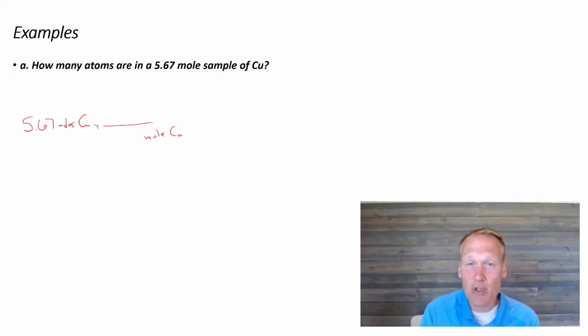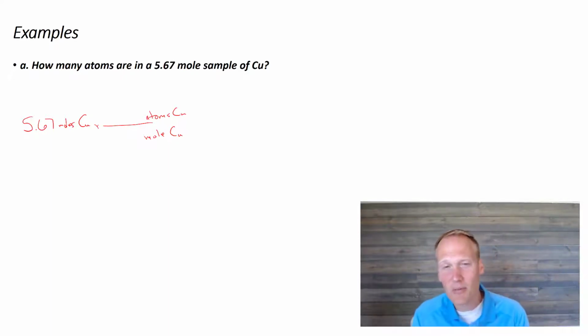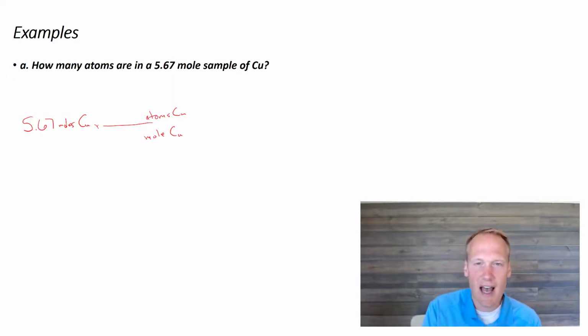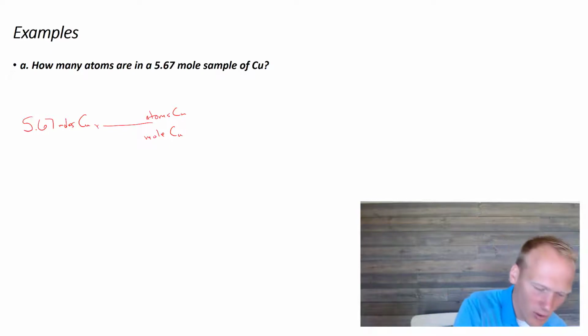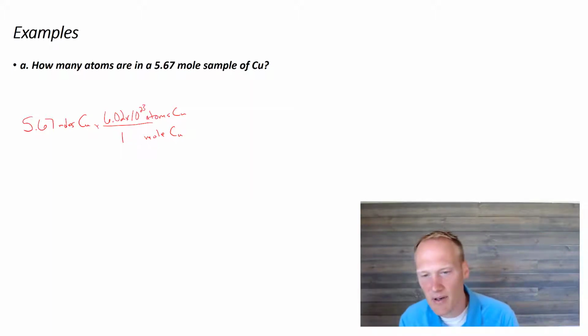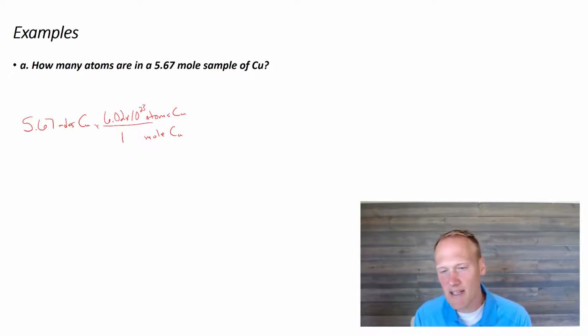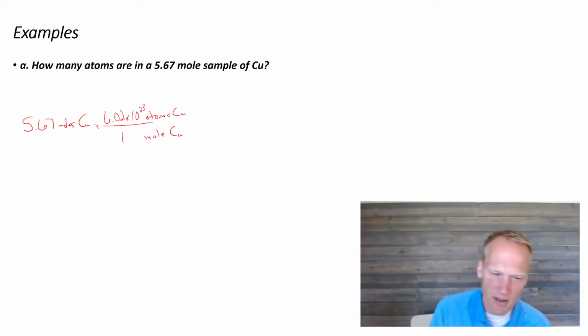And we're converting to number of atoms. So you could say number of particles or atoms of copper. Either way is fine. And now we simply need a ratio of moles to atoms. Well, how many atoms are in 1 mole? In 1 mole, we know there are 6.02 times 10 to the 23 atoms of copper. We're simply going to multiply 5.67 by 6.02 times 10 to the 23rd.